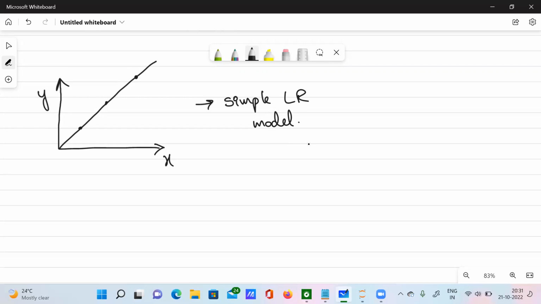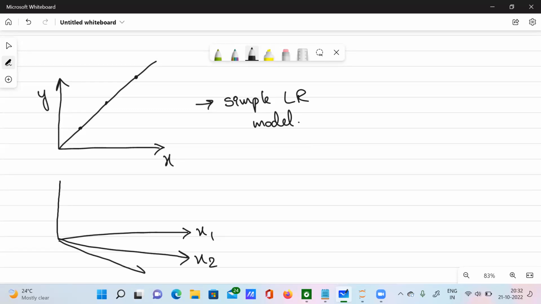But in reality, we may get more than one single variable. That is, this would be our x1, and we also may have some x2. We also may have some x3 here, right? We have these things, and we need to predict the y here. So what will be the shape of this particular model? This won't be a straight line anymore. It would be some kind of hyperplane here. This would be our hyperplane.